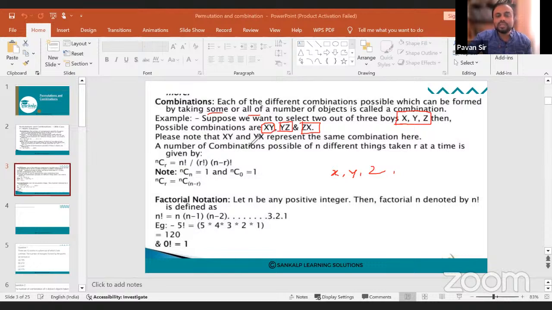Please note that xy and yx are the same here, because we are not forming different arrangements. We are only combining the two of them. So we are concentrating only on the combination, not the number of ways. If the number of ways is considered, xy is entirely different from yx. But when combinations are considered, xy is as good as yx. Is that clear?